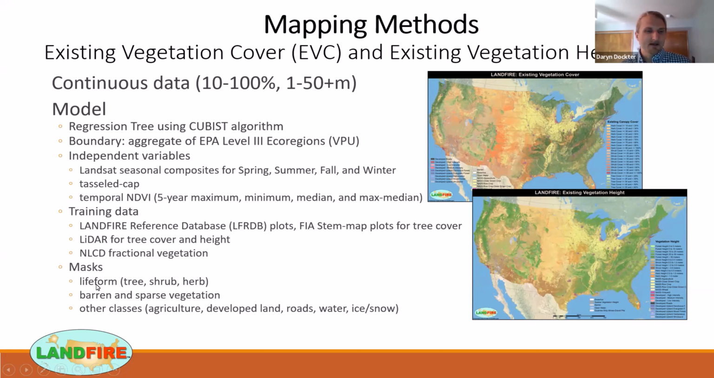And then we mask out things like agriculture, developed, roads, water, ice, snow. We also identify barren and sparse vegetation, so that's less than 10% veg, using NDVI thresholds. And this is all informed and separated to tree, shrub, and herb using a different modeling process, which I'll mention later. So that's a high-level overview of EVC and EVH.